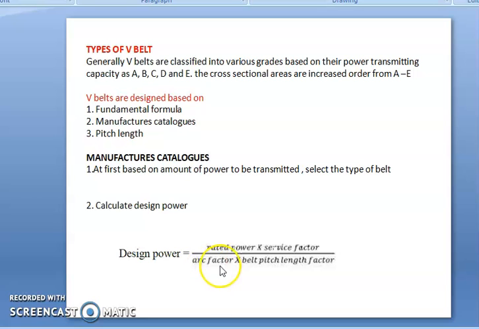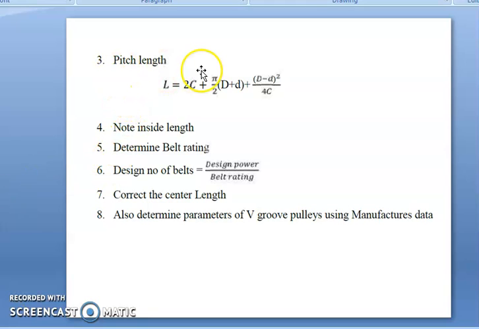Here the design power is equal to rated power into service factor, whole thing divided by the arc of contact factor into pitch length factor. Whereas in the flat belt, it is only the rated power into service factor divided by the arc of contact factor. For V belt, we consider one more factor, the pitch length factor, due to its trapezoidal cross-section, and here we prefer a wider, thicker belt compared with the width of the belt. Here another thing, pitch length and also inside length.